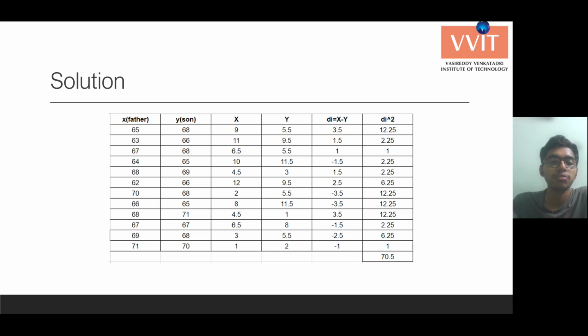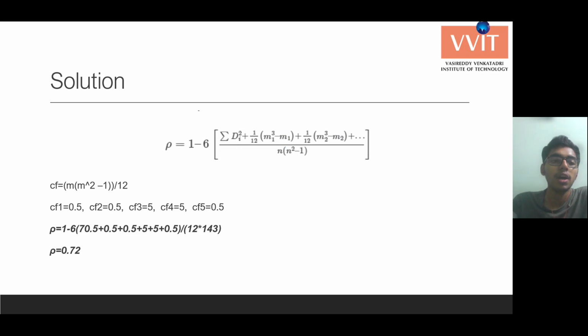This way the 5 correction factors have come, and we substitute these in the formula for rho: 1 minus 6 into 70.5 plus the correction factors. Here we have added up the 5 correction factors, divided by n into n square minus 1, where n is the number of observations. We have 12 observations here, so 12 into 12 square minus 1, which is 144 minus 1, so 143. By calculating this, we get 0.72. Therefore, the Spearman's rank correlation is 0.72.